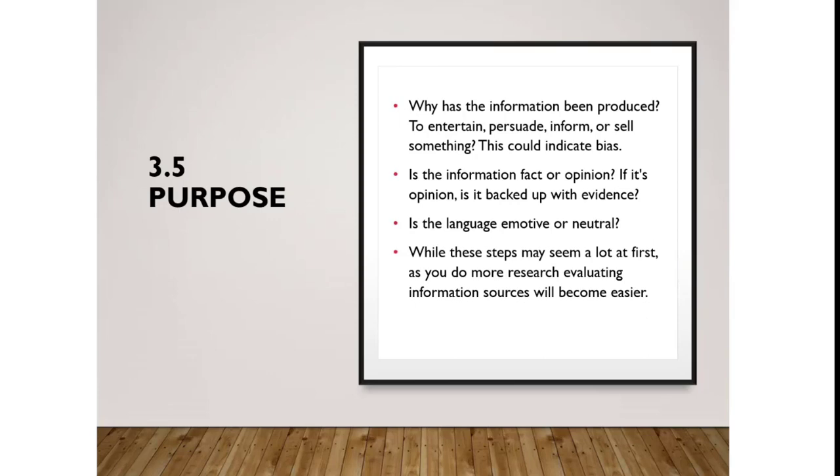The purpose. The next thing in the CRAP, and the last thing, which is the P, is the purpose. Why is the information being produced? Is it to entertain, persuade, inform, or sell something? Academic writing needs to inform. The purpose also, when it's academic, stays neutral. And if it takes an argument or a side, it supports it with clear evidence without being biased.